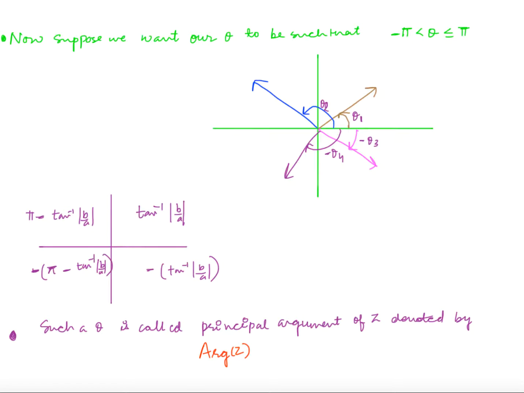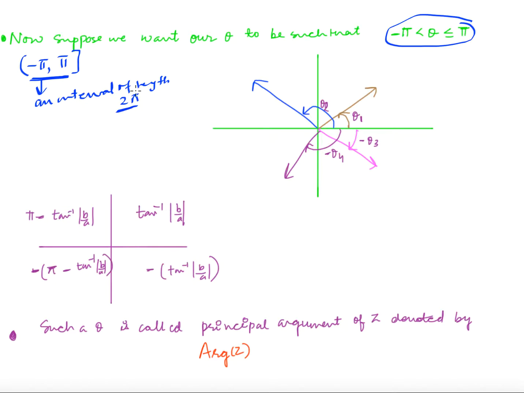So let us fix our interval as minus pi to pi, with minus pi open and pi closed. This is an interval of length 2 pi. If we have this interval, then whenever we have a point in the first quadrant, we have to measure it like this. If we have a point in the second quadrant, we have to measure like this.